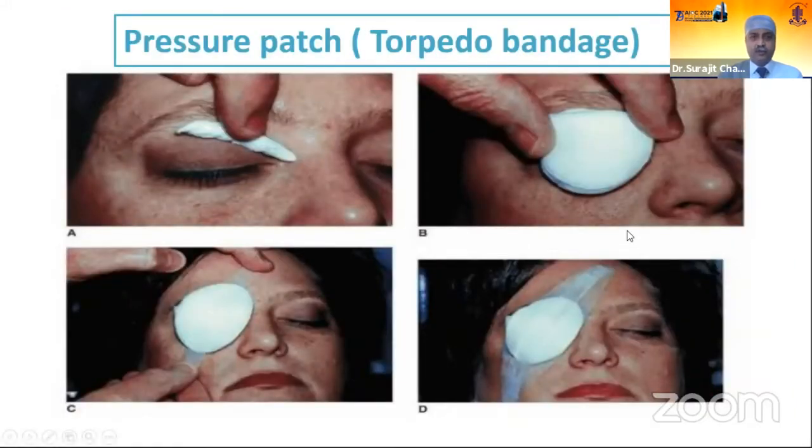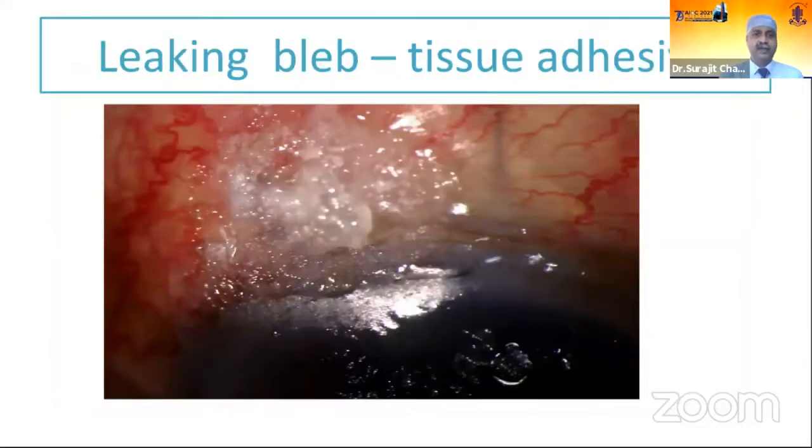This is a photo of a pressure patch by torpedo bandage. The name torpedo comes from the shape of this pellet, which is put over the upper eyelid to create localized pressure to prevent overfiltration or leak. Another way to treat is with tissue adhesive.